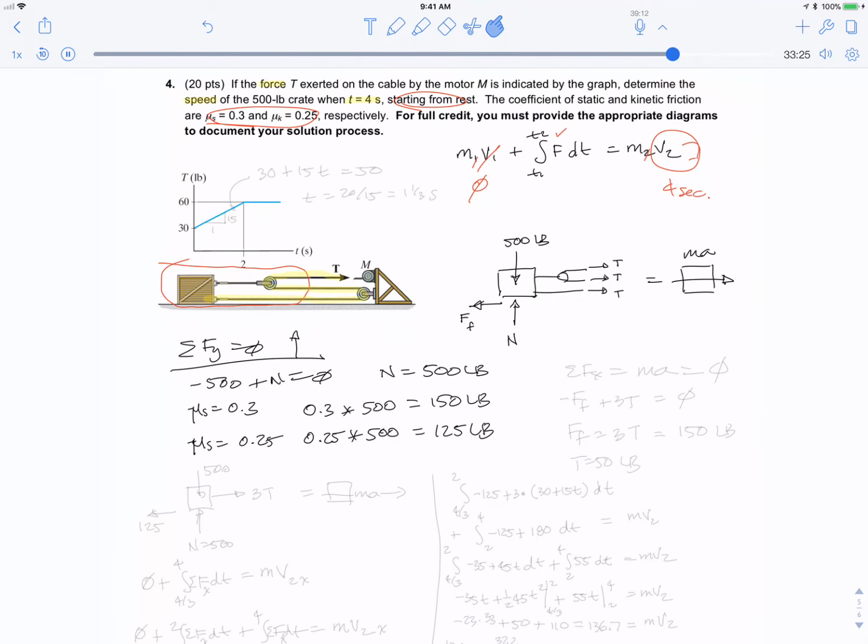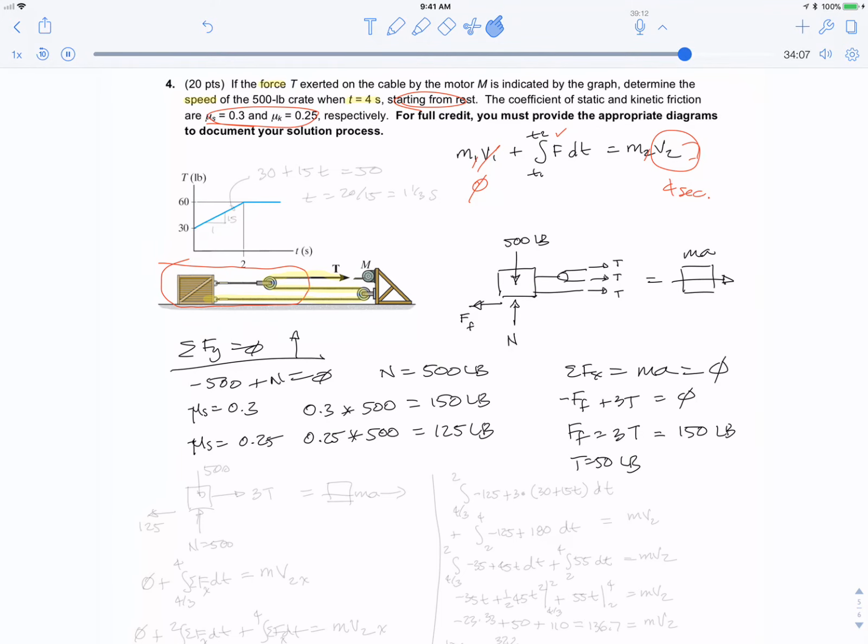So the first thing we're going to have to do is find out the time where the block starts to slide. So let's start this over. We'll do sum Fx equals ma, which equals 0 because it's not moving yet. So we get minus the friction force plus 3T equals 0. The friction force will equal 3T until it's moving. And it will start moving when the friction force equals 150 pounds. So what we need to figure out is when T equals 50 pounds.